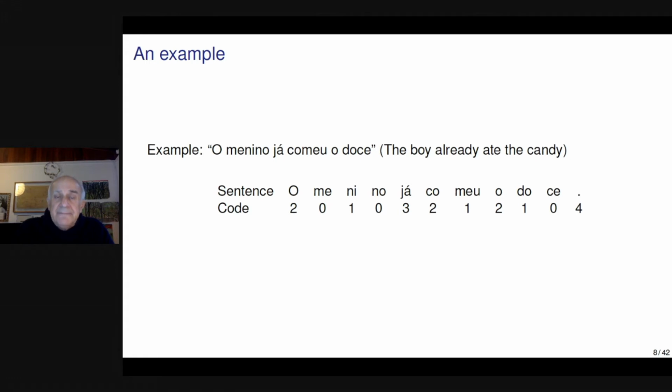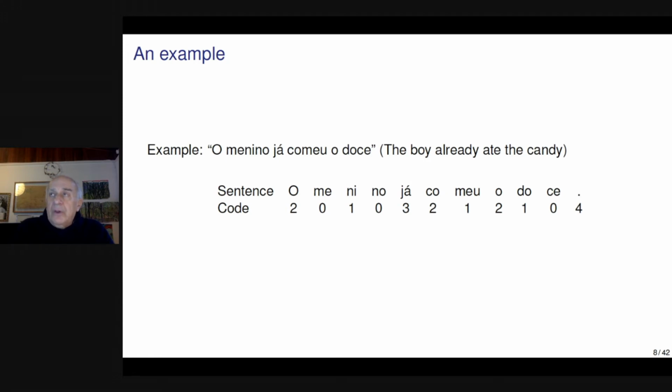0. "Ni" is a stressed syllable, but it's not the initial syllable of the prosodic word, so it is encoded by 1. And "no," again, is neither a stressed syllable nor the initial syllable of the prosodic word, so it is encoded by 0. "Já." "Já" is the first syllable of a prosodic word, and it is a stressed syllable, so we encode it by 3.